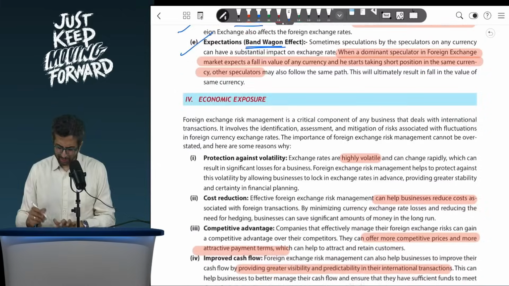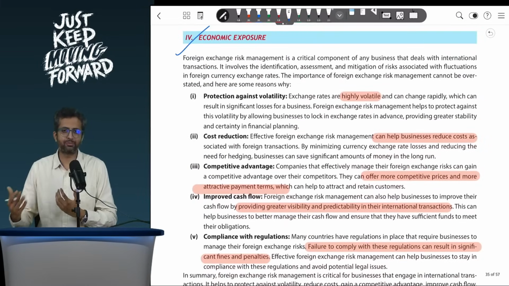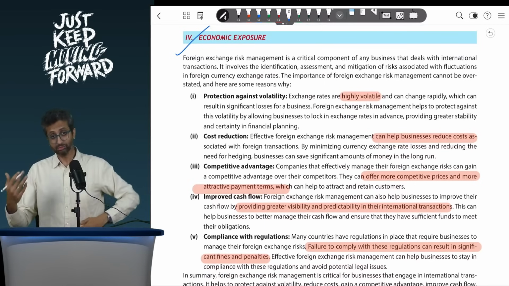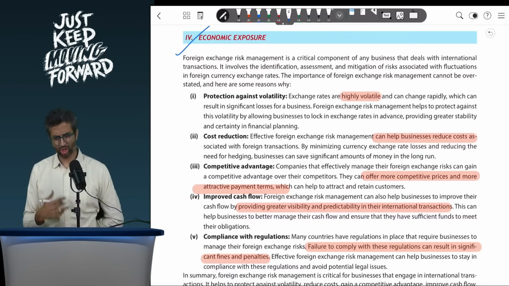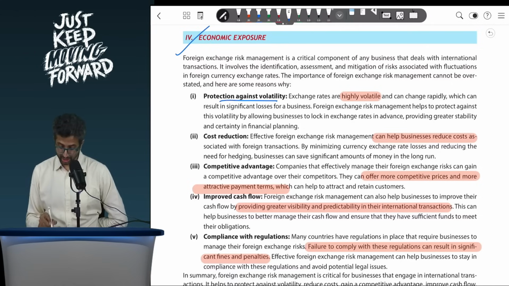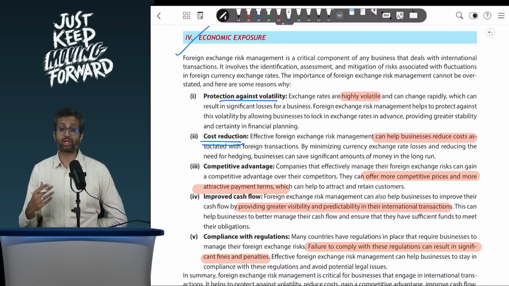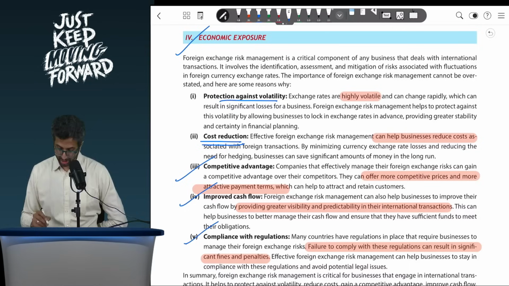Okay, next you have something called economic exposure. When you are operating in a foreign exchange market, you are exposed to foreign exchange risks, for which you need some protection against volatility. Hedging will help you in cost reduction. It will give you a competitive advantage and improve your cash flows. If you are the type of person who is able to manage your exchange rate properly, there will be improved cash flows, a competitive advantage, and compliance with regulations. So over here, this is the importance of foreign exchange risk management.